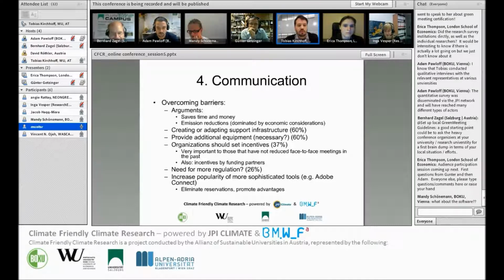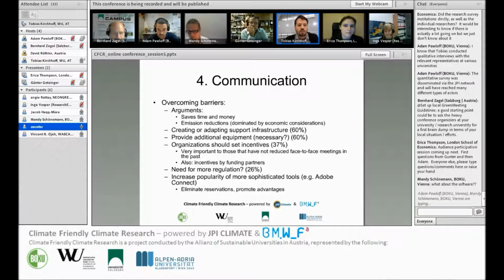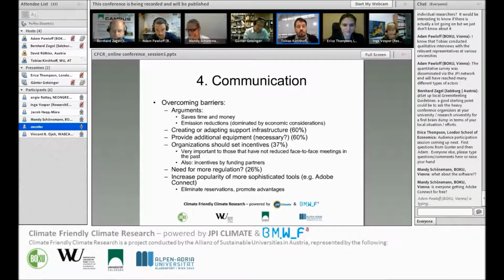Emissions reductions are still dominated by economic considerations, but could still play a role. And then, what could help to overcome these barriers? What the researchers said is that we need to adapt or create support infrastructures, additional equipment like conference rooms for video conferencing, and the organizations should set incentives. And that was especially important for those that haven't replaced face-to-face meetings by communication technology so far.